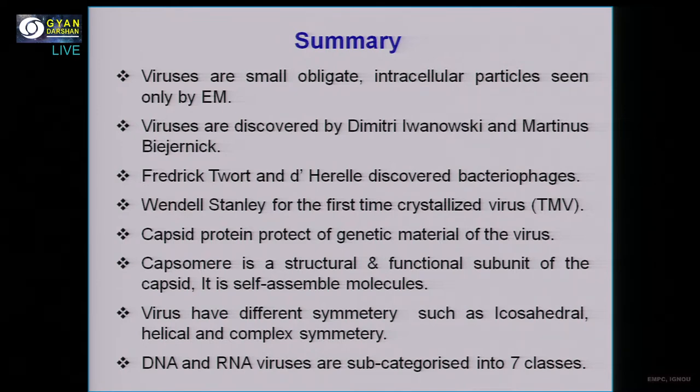The capsid protects the genetic material of the viruses. And one thing is very important, the capsomere. You have learned that the capsomere is the structural and functional subunit of the capsid. It is a self-assembling molecule. And viruses have different symmetries, such as icosahedral, helical, and complex symmetry. And DNA and RNA viruses are subcategorized into the 7 classes.